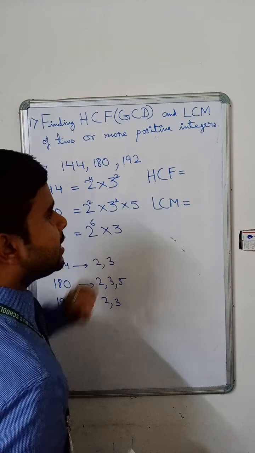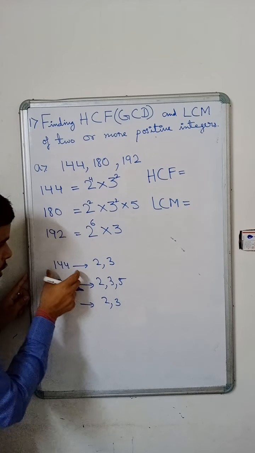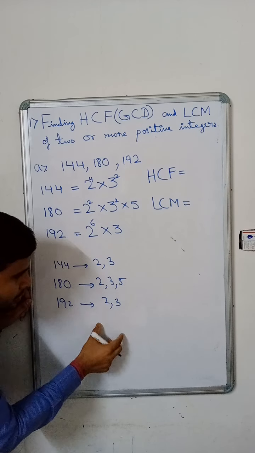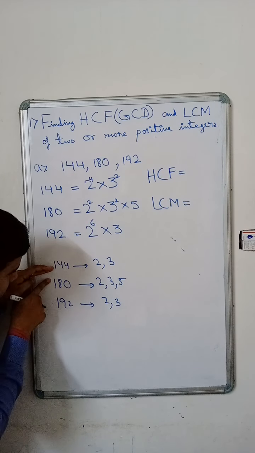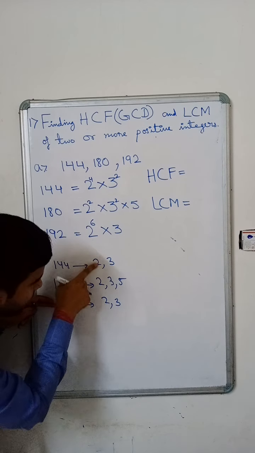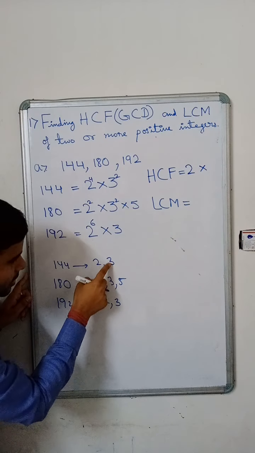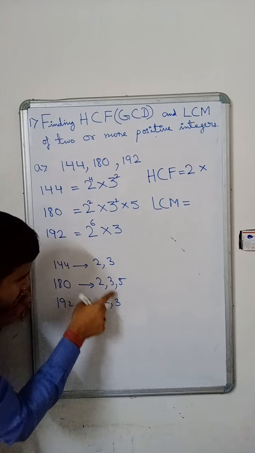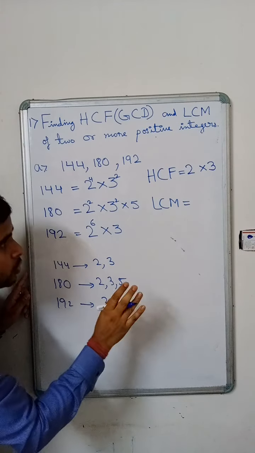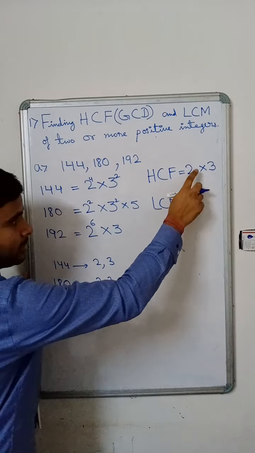When you are finding HCF, find the prime factor which is common in all three numbers. Which prime factor is common in all three numbers? It is 2, so write down 2 here first, into 3. 3 is present in all three numbers, just check. Now, is 5 present in all three? No, not at all, so we will not write 5 in the HCF part.